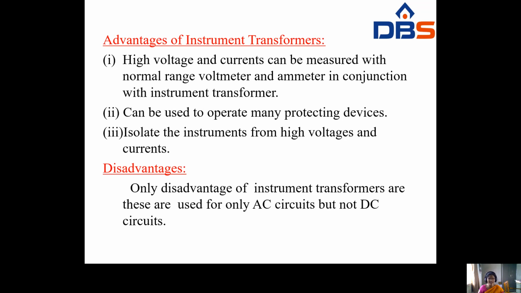Next we have to see the advantages and disadvantages of instrument transformers. Coming to the advantages, first one: high voltages and currents can be measured with normal range voltmeter and ammeter in conjunction with instrument transformers. First of all, why are we introducing the instrument transformers? To find out high voltages and high currents. With normal ammeters and voltmeters, it is not possible to measure high voltages and high currents, so you have to introduce the instrument transformers.